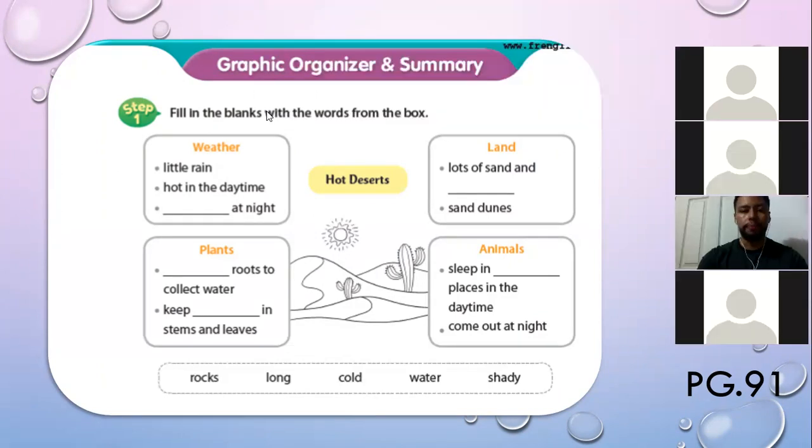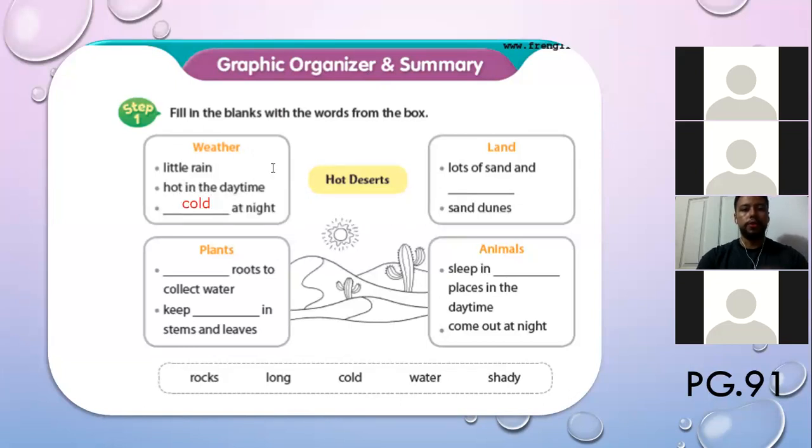Who can help me? Cold. Little rain, hot in the daytime, and cold at night. Exactly. Hey, well done. All right. So cold.